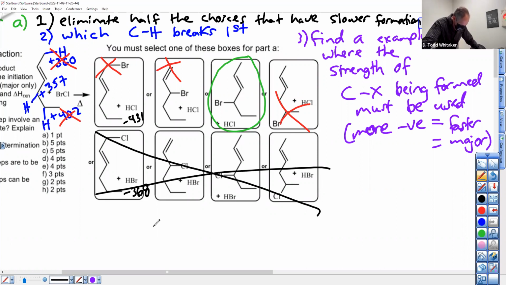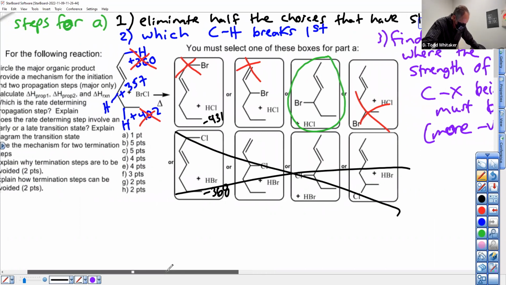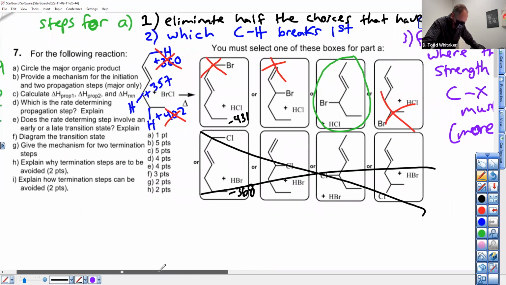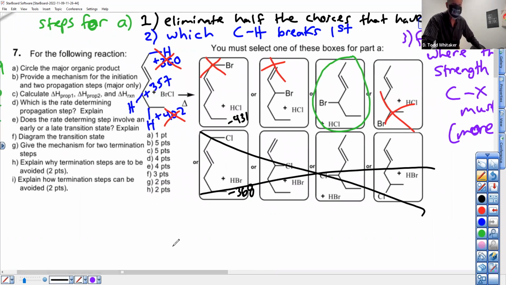Okay. And here we go. We're finally ready for a mechanism. We did some research. That's good. We got half our numbers already. Provide a mechanism for the initiation and 2 propagation steps. So B, initiation.